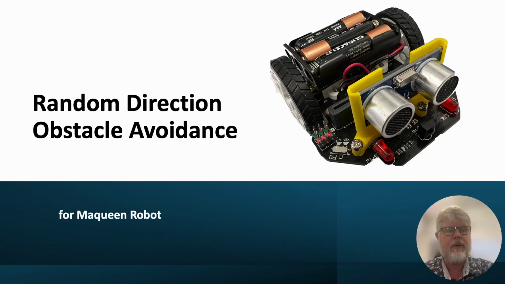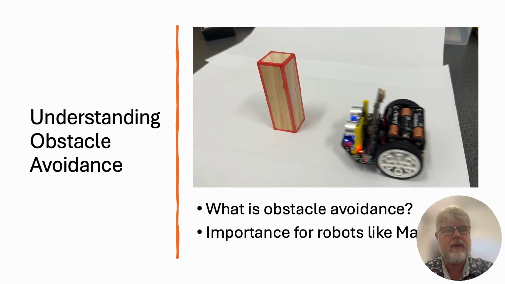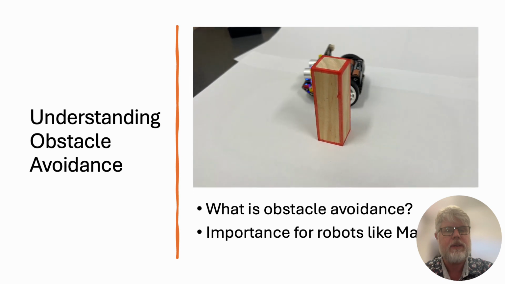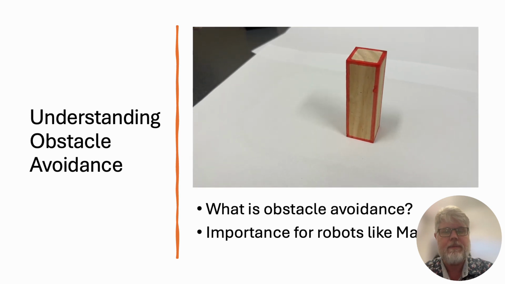Today we're going to have a look at the random direction obstacle avoidance with the Maqueen robots. So firstly we need to understand what we're after here: a Maqueen robot that will see an object and avoid it. So what is object avoidance and why is it important for these robots?